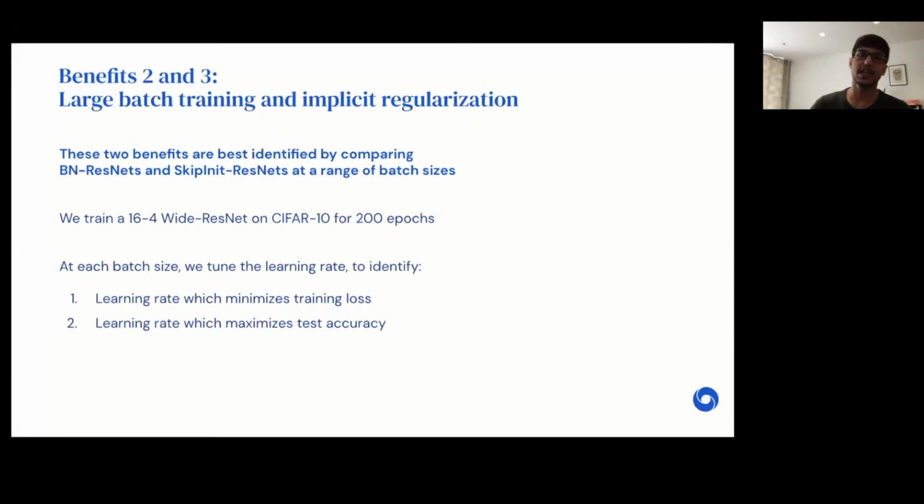So we're going to take a standard benchmark, such as the 16-4 wide ResNet on CIFAR 10 in this case, and we're going to train it for 200 epochs at a range of batch sizes. And for each batch size, we're going to tune the learning rate to identify both the learning rate which minimizes the training loss and the learning rate which maximizes the test accuracy.